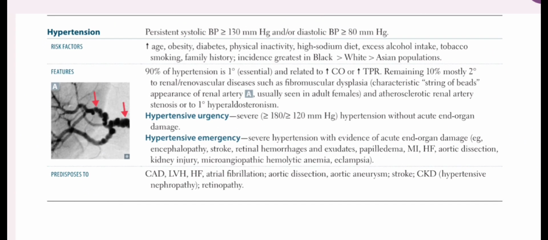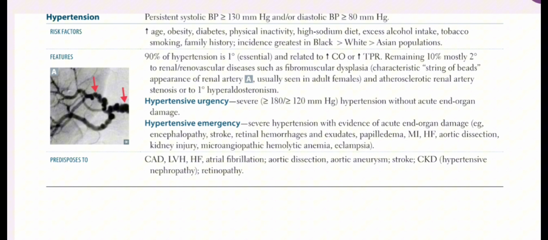The features of hypertension include: 90% of hypertension is known as primary or essential hypertension, and it is related to either increased cardiac output or increased total peripheral resistance. The remaining 10% of cases are known as secondary hypertension, and these are mostly due to renal or renovascular diseases such as fibromuscular dysplasia, which is characterized by the string of beads appearance of the renal artery, and it is usually seen in adult females.